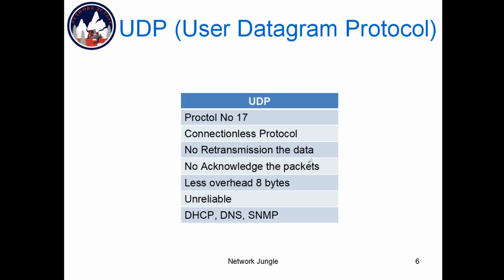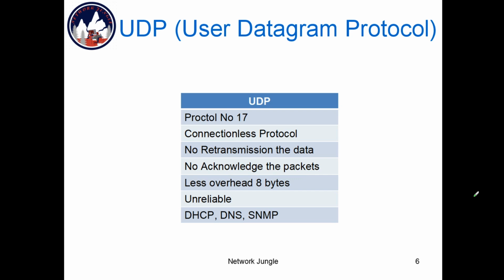Next we talk about the User Datagram Protocol. The main purpose of the UDP protocol is real-time communication like WhatsApp call, video chat, audio chat, like voice and video applications. It is mainly used for establishing low latency and loss-tolerant connections between applications over the internet. It is protocol number 17.